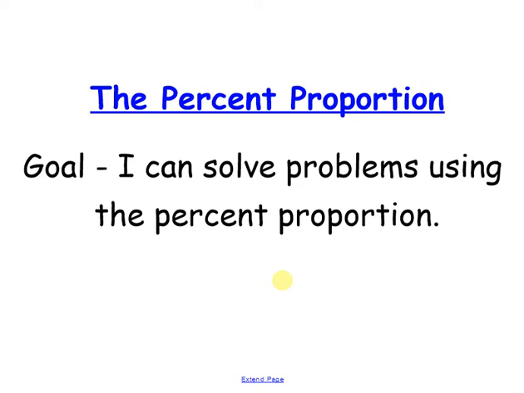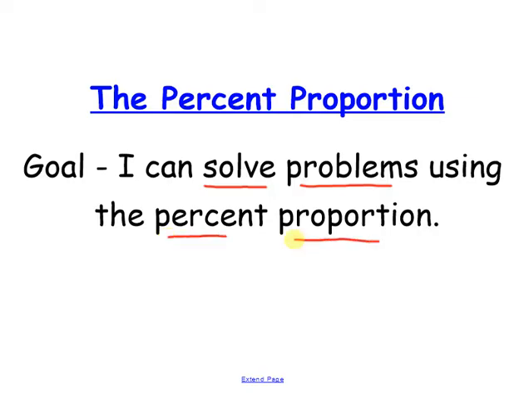We're going to talk about proportions, but we're going to now incorporate percents with our proportions. In the last lesson, you learned how to convert between decimals, fractions, and percents. And so now we're going to take that knowledge and put it into proportions. So your goal for today is that I can solve problems using the percent proportion.